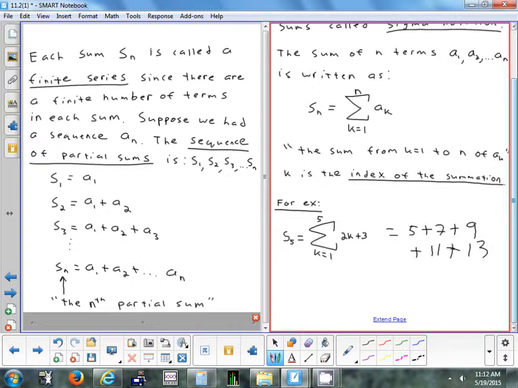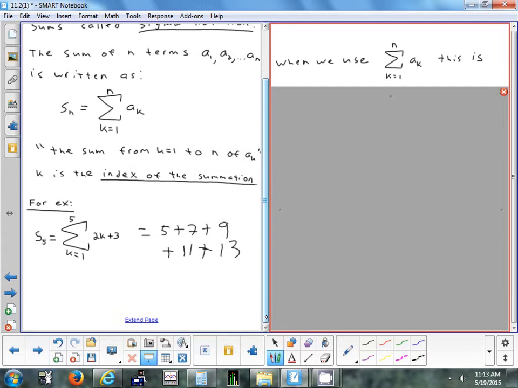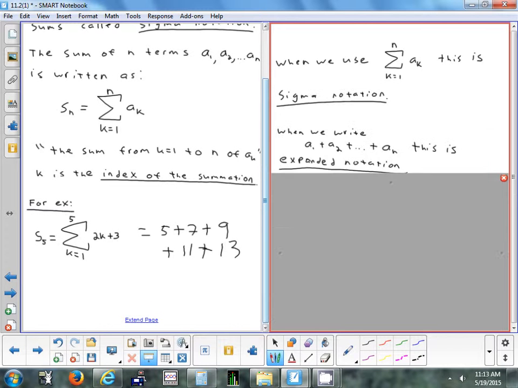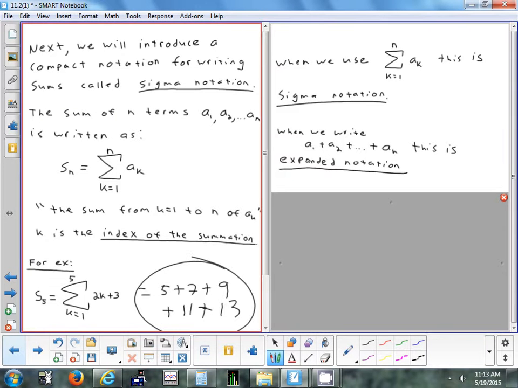Okay, any questions on that? Let's try another one. Let's see, I think I have another one. We'll do one more in a second. So I already said this to you guys. When you write it with the capital letter sigma, that's called sigma notation. When you write it out the long way, that's expanded notation. So on the test, if you see the directions expand the following sum, I want you to do that and then add it all up. Just add it up.